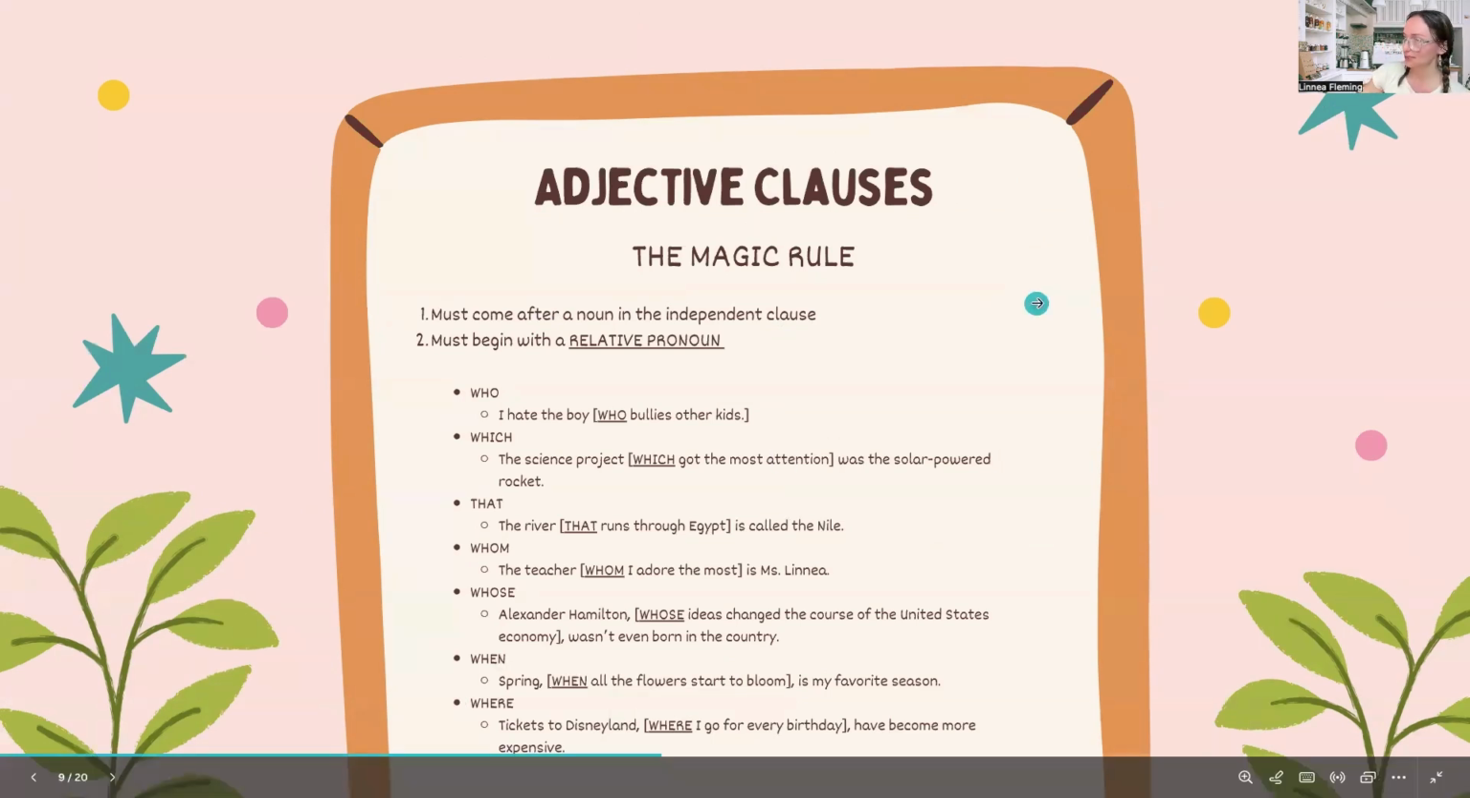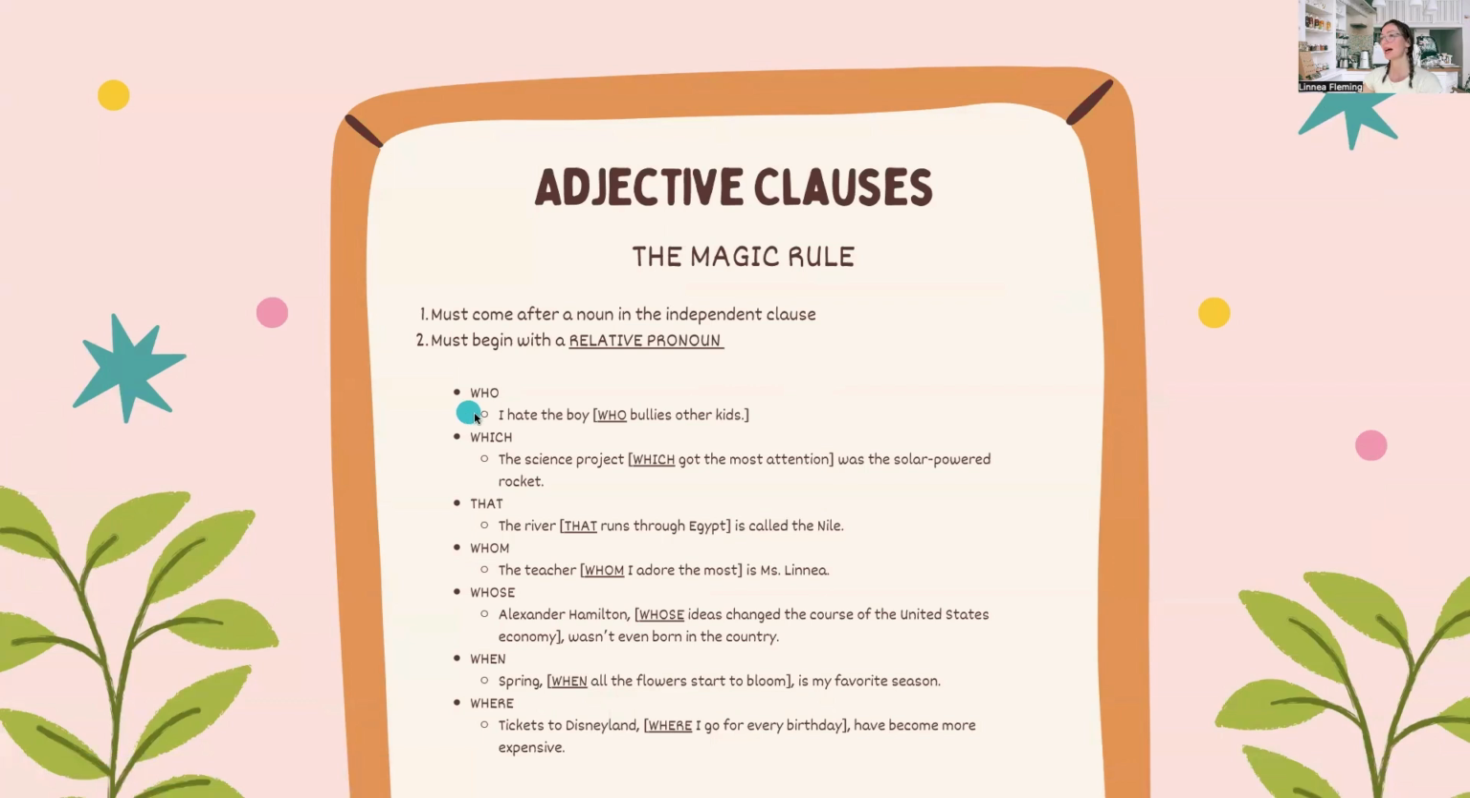Let's take a look at some examples here. Number one, I hate the boy who bullies other kids. What's going on here? Well, we have an independent clause, I hate the boy. That's an independent clause. It can stand on its own. But this person wanted to add more information. They wanted to tell you which boy that they hate. And so they wanted to give you more information.